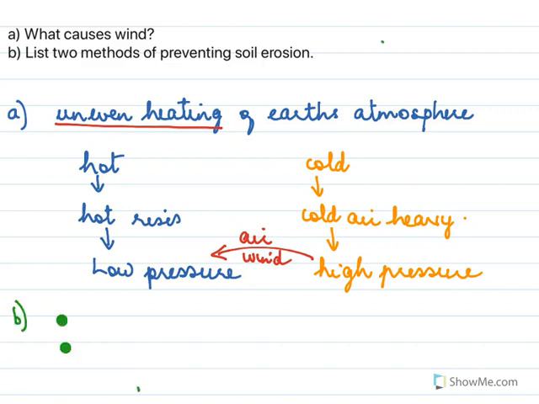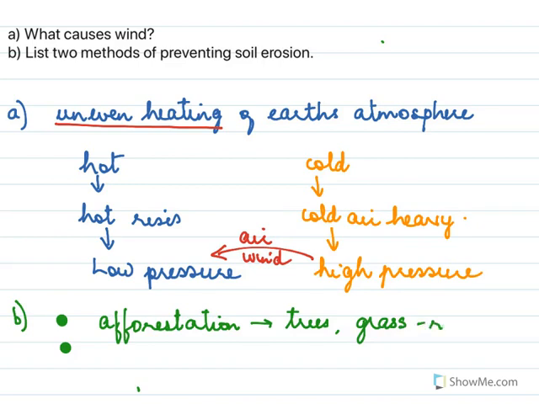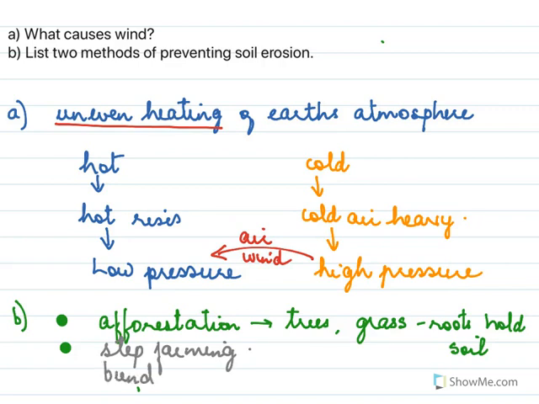List two methods for preventing soil erosion. Afforestation: growing trees, maybe growing grass, will prevent soil erosion because the roots hold the soil. Another way of preventing soil erosion is terrace farming, cutting the hill into terraces, so step farming, also prevents soil erosion. Building of bunds along the field or the rivers will prevent the water or prevent the soil erosion.